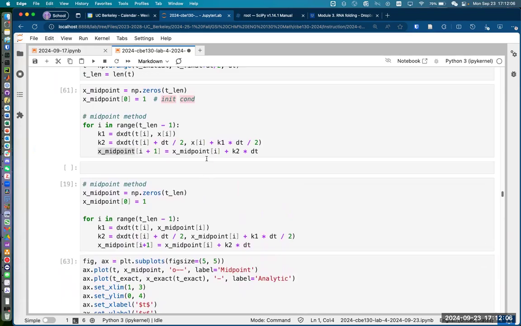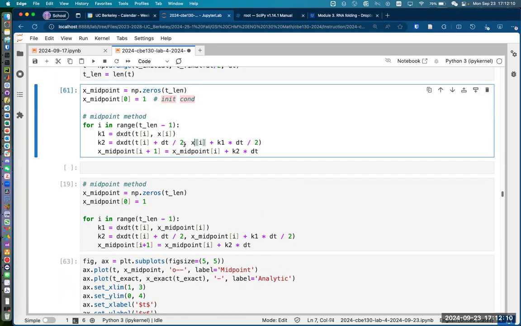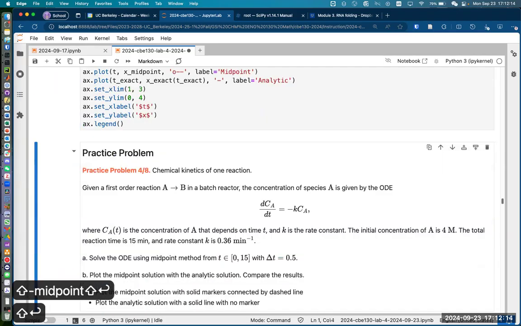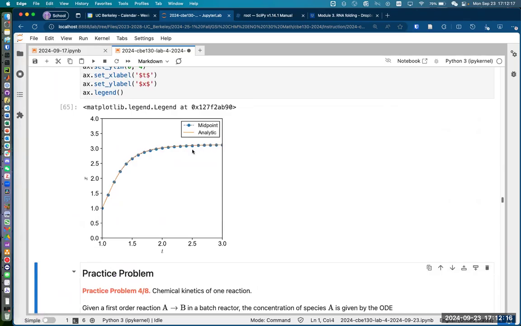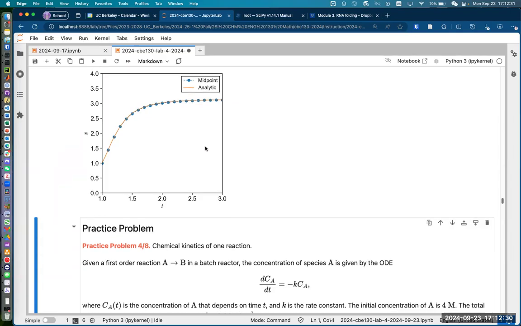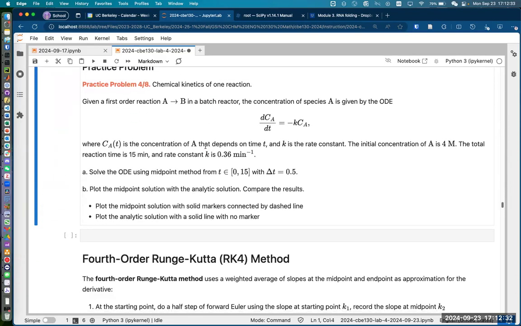Something's off. Oh, here the x should be x of midpoint. And then the best way to check if your answer is correct is to plot it against the analytic solution. If it deviates from the analytic solution by a lot, it's probably wrong. But if it matches, it's probably right. Okay, and then keep doing the practice problem with the midpoint method.